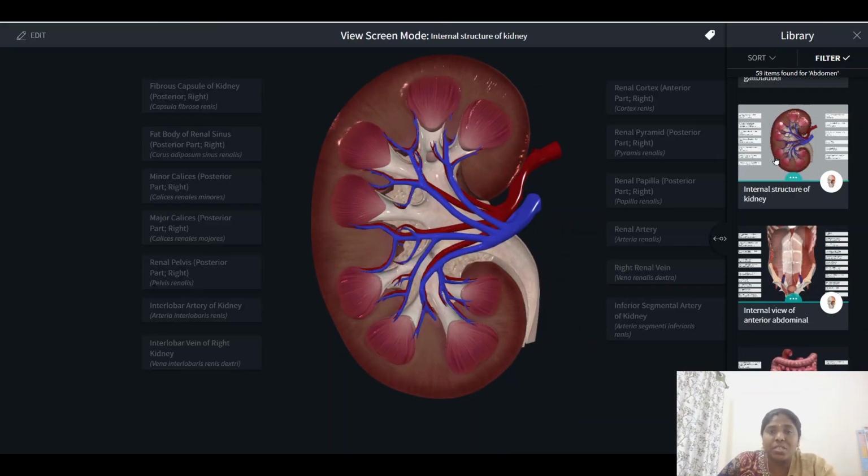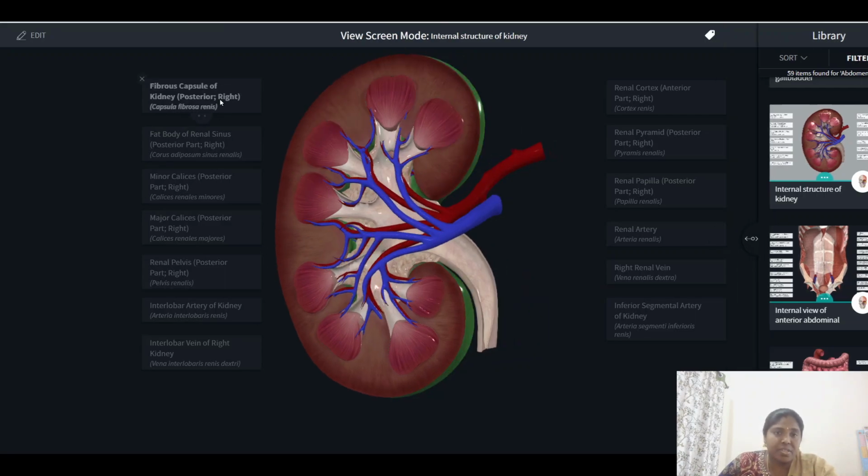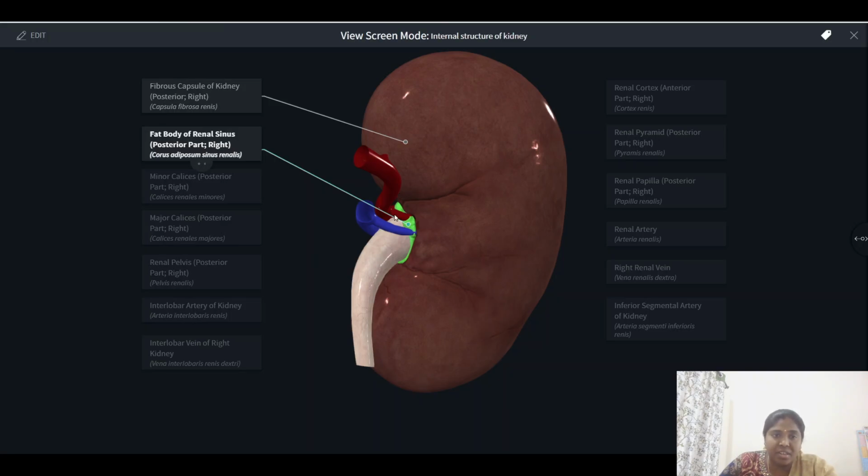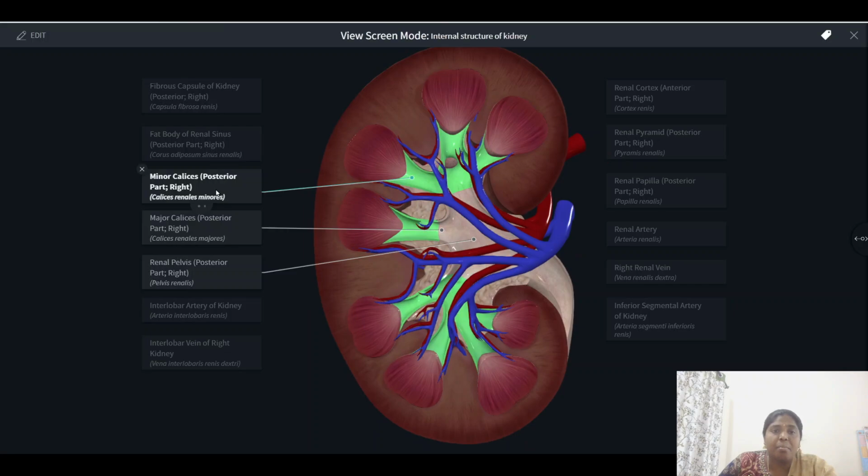So let's look at the cross section of the kidney. The outermost layer of the kidney is called the fibrous capsule, the fibrous outer layer, which is highlighted in greenish color. Then the next one is the fat body of the renal sinus. Then the minor calyx. The minor calyx comes out of each and every pyramid.